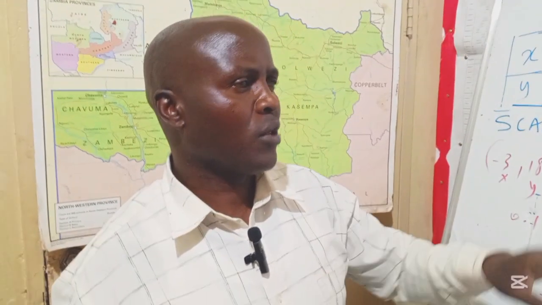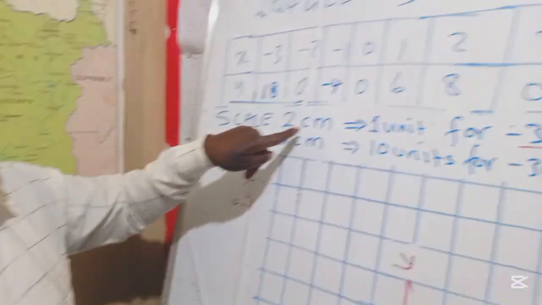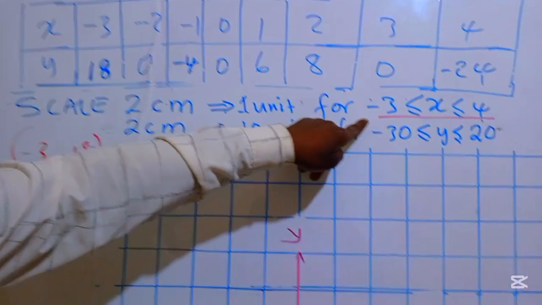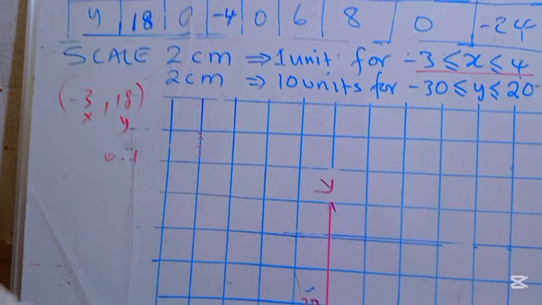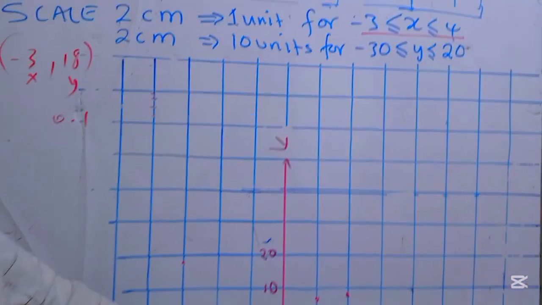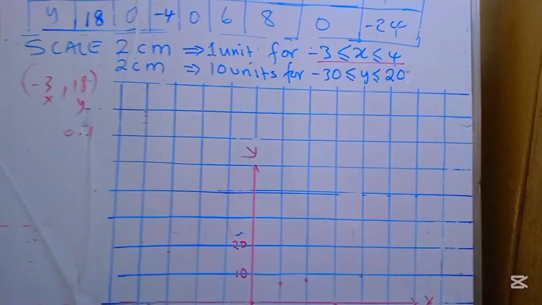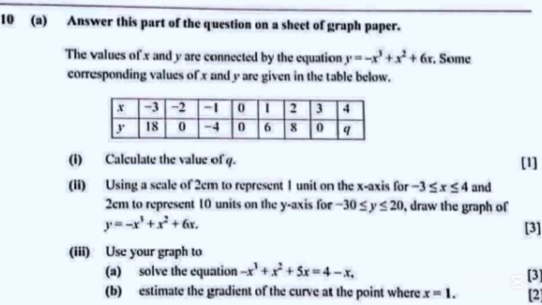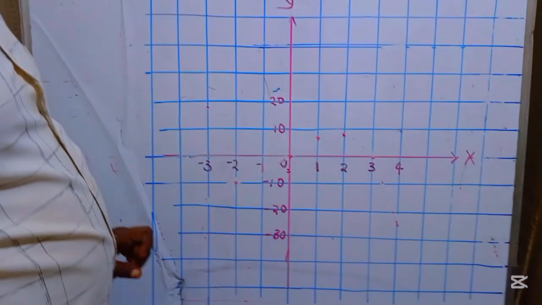What is important here is to give respect to the scale you are given. Every 2 centimeters is 1 unit on the x-axis. So the smaller box inside is 0.1, 0.2, up to 0.10, then 1. Every smaller box, you should understand it like that. While on the y-axis, y goes from negative 30 up to 20.